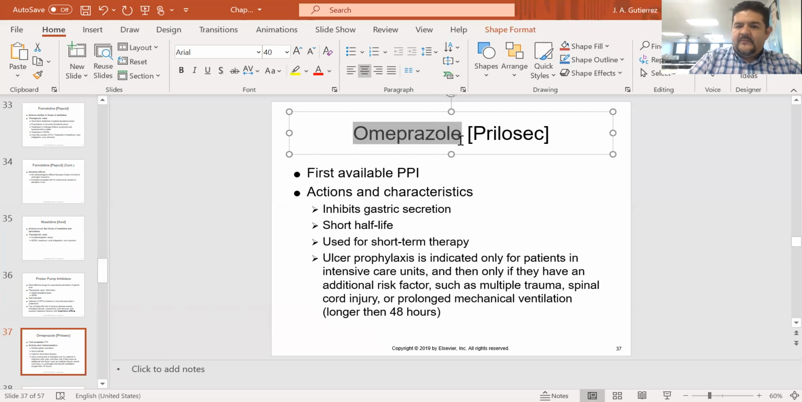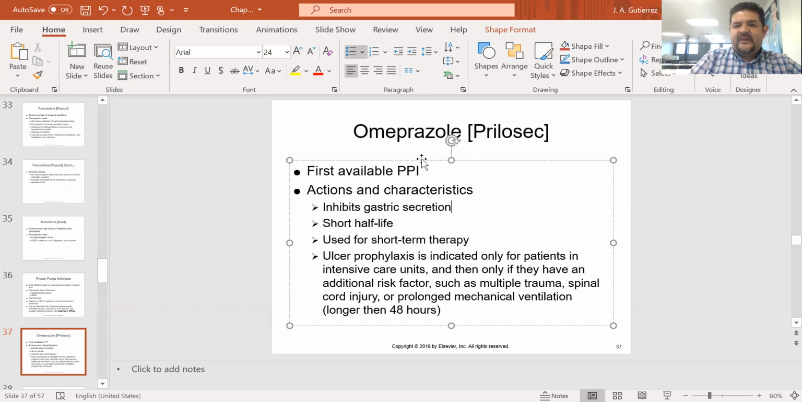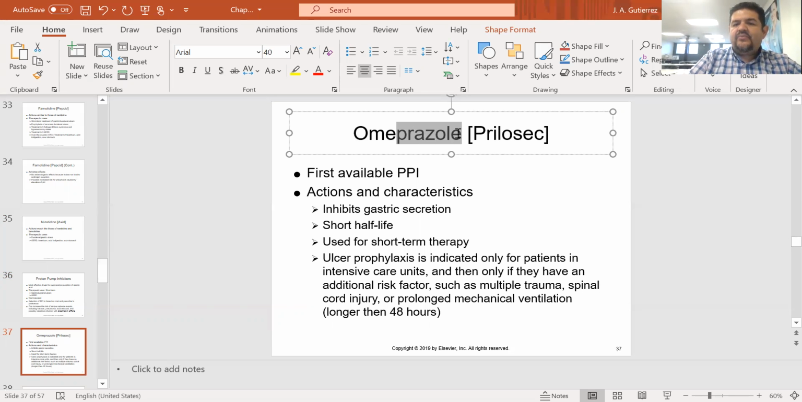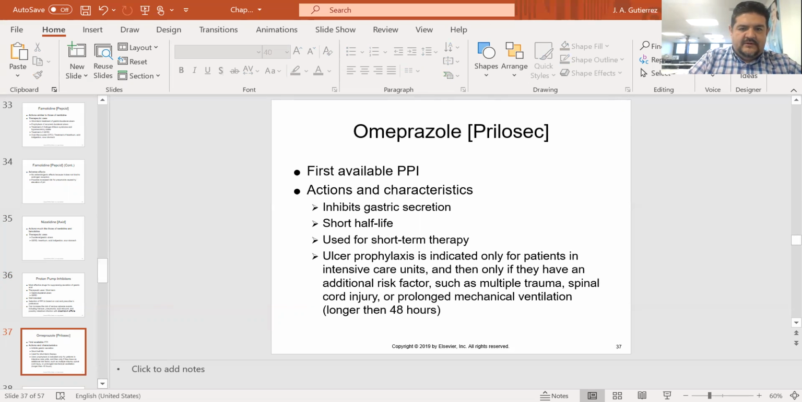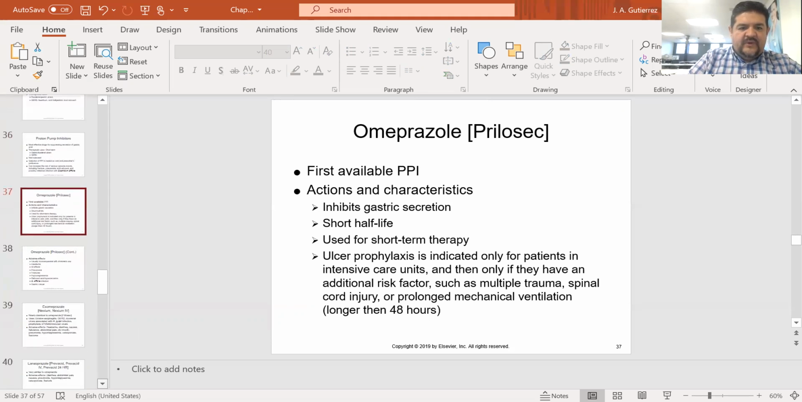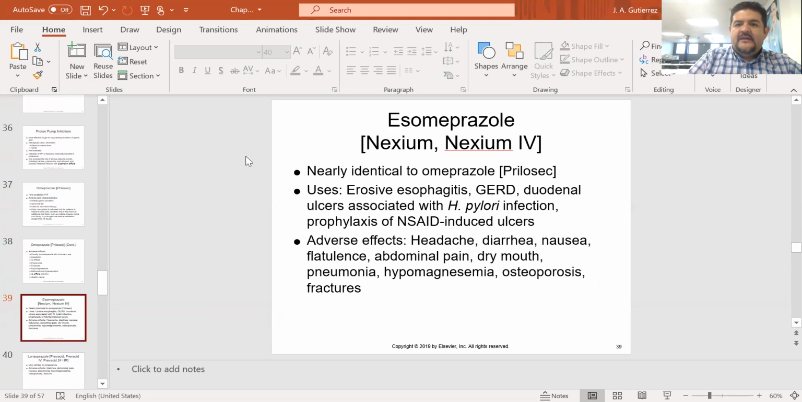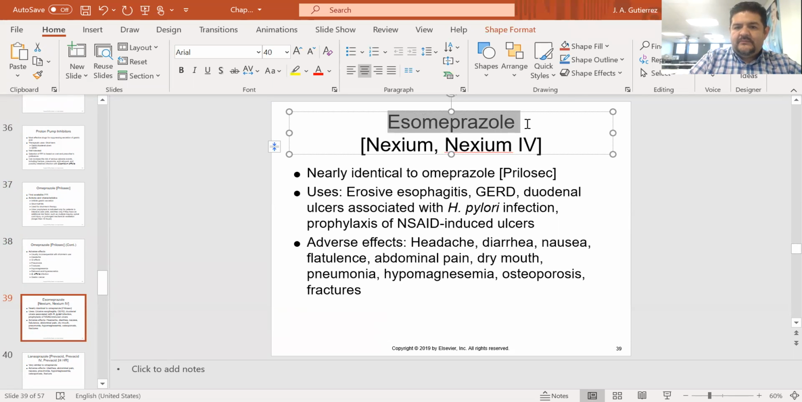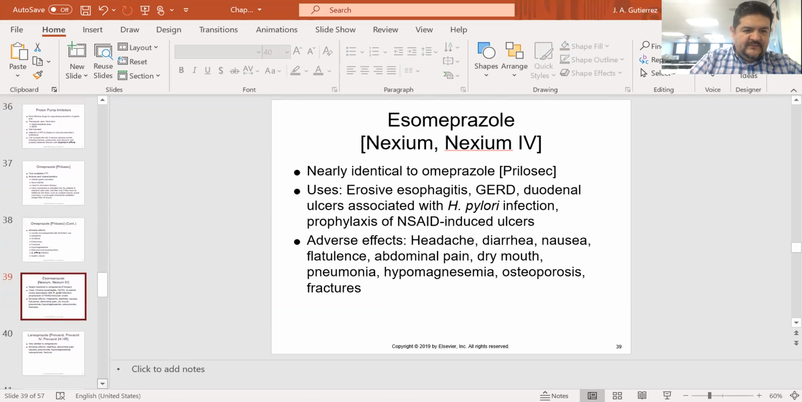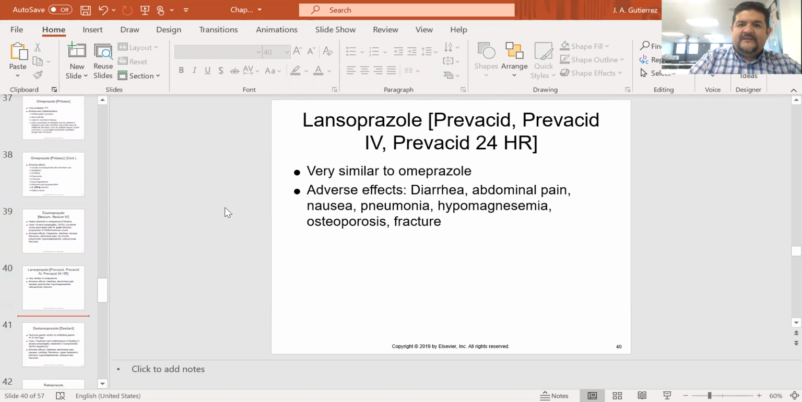Omeprazole is the first one, and all proton pump inhibitors end in prazole. So we have omeprazole. We have over here esomeprazole, that's Nexium. Lansoprazole is the only one that is IV.